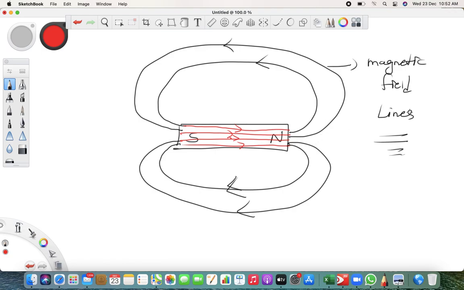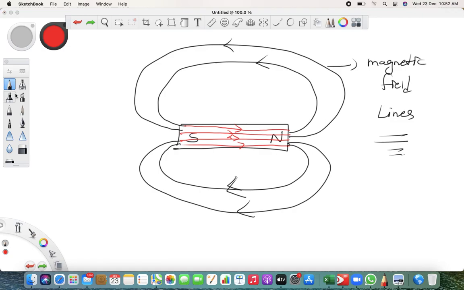Okay. Second thing is what? These two lines never cross each other. Two magnetic field lines never cross each other. Are you getting what I am trying to say? Understand, magnetic field lines never cross each other. This is the second property.